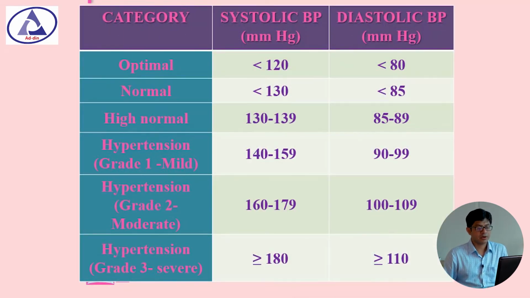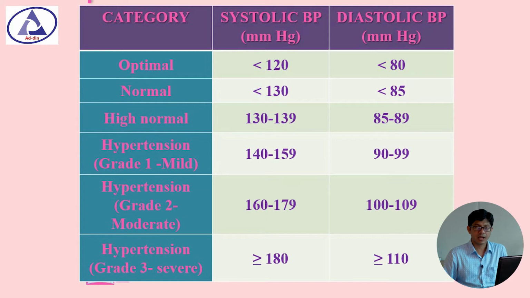Now come to the categories or types of hypertension. Optimal blood pressure is when systolic blood pressure is less than 120 mm and diastolic blood pressure less than 80 mm. Normal blood pressure is systolic less than 130 mm of mercury and diastolic less than 85 mm of mercury. High normal is 130 to 139 systolic and diastolic between 85 to 89 mm of mercury. Hypertension grade 1 or mild hypertension is when systolic blood pressure is 140 to 159 and diastolic between 90 to 99 mm of mercury.